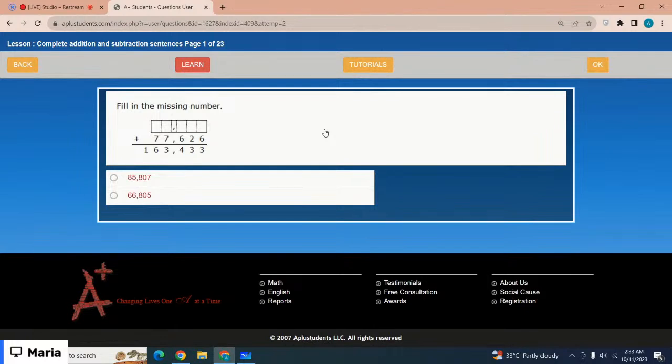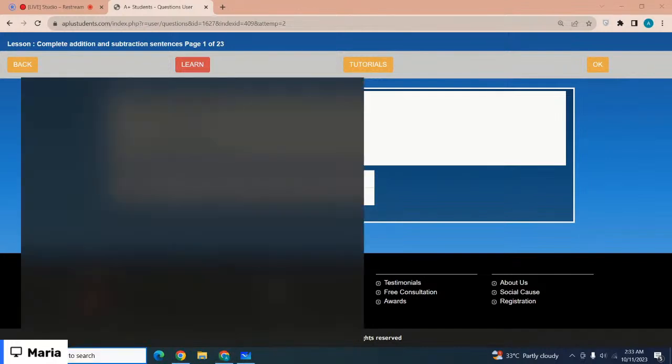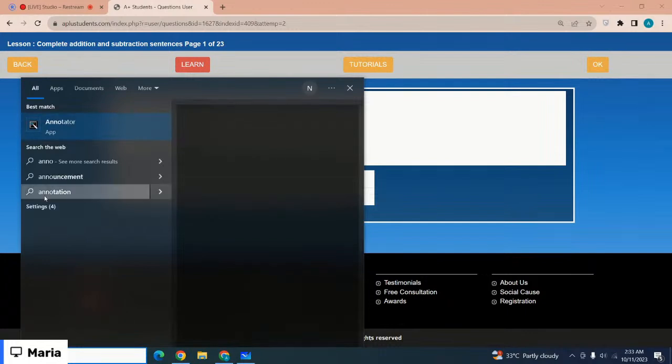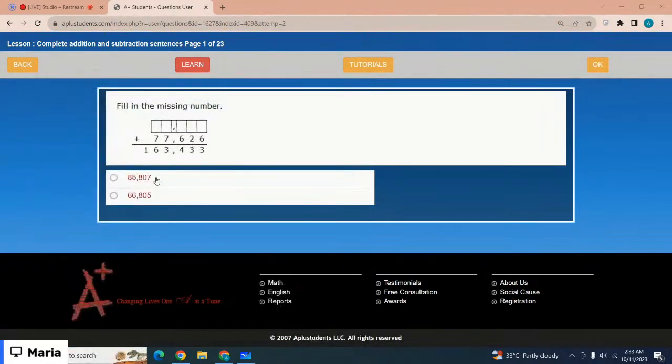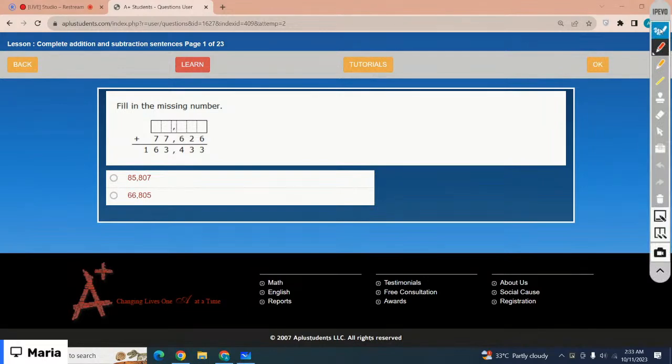That would be B? No, it would be A. Hold on, let's just check. Just look at it more. If it would be A, 5 plus 6 is 11. If it would be B, sorry, that would be 5 plus 6 is 11. So the correct option is A. I just checked the first digit, right?